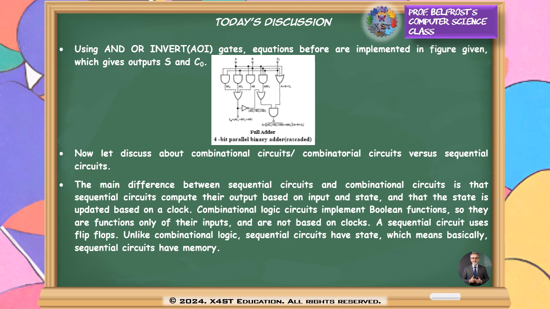The main difference here is that sequential circuits compute their output based on the input and state, and then the state is updated based on the clock. Whereas combinatorial logic circuits implement Boolean functions, so they are a function only of their inputs and not based on the clock and the state. A sequential circuit uses flip-flops, and unlike a combinatorial circuit, a sequential circuit has state, which means basically a sequential circuit has a memory.